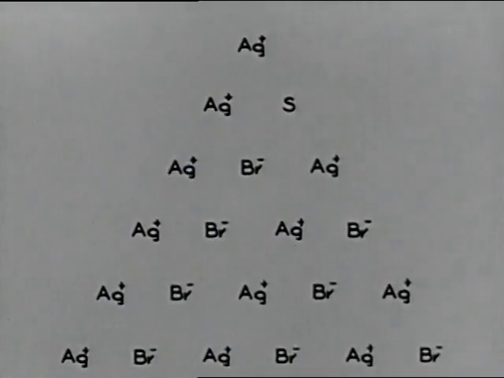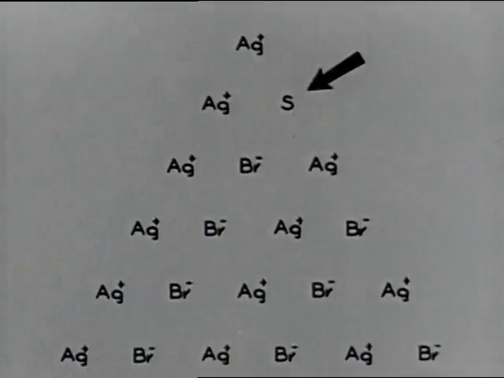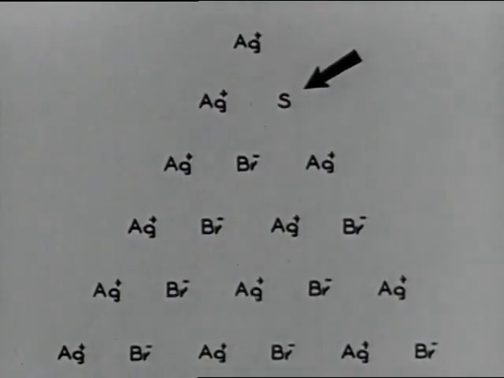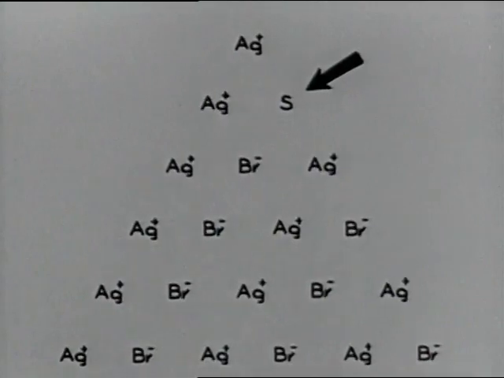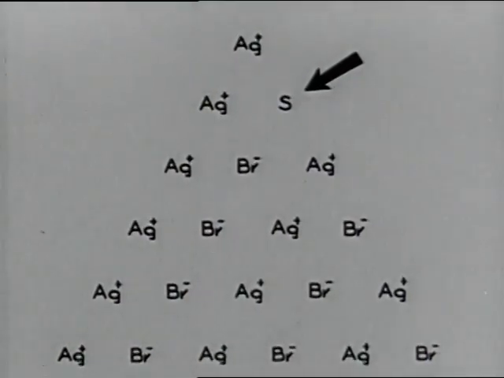The significant detail about this crystal, which makes it of photographic value, is a tiny speck, S, known as the sensitivity speck, consisting primarily of silver sulfide. These specks are probably formed during the manufacture of the emulsion.